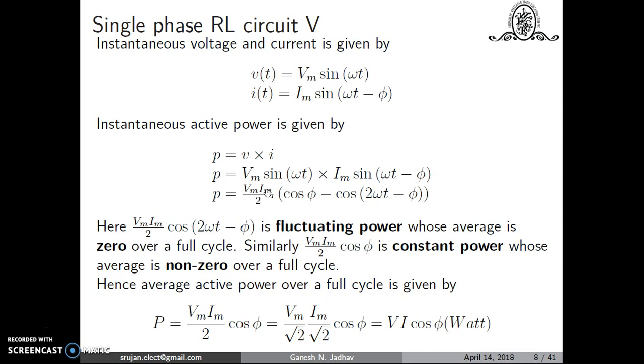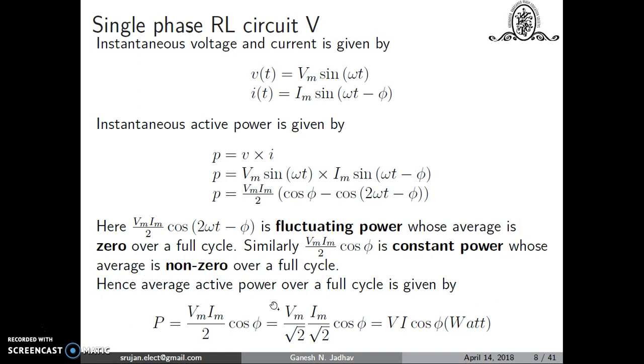If we look into these terms, Vm Im by 2 is multiplied with cos phi, and Vm Im by 2 is multiplied with cos(2 omega t minus phi). The cos(2 omega t minus phi) term indicates a double frequency term, since 2 is multiplied. Vm Im by 2 cos(2 omega t minus phi) is a fluctuating power whose average is 0 over the half cycle, similarly over the full cycle. Similarly, Vm Im by 2 cos phi is a constant power because it does not depend upon time, so its average is non-zero over the full cycle.